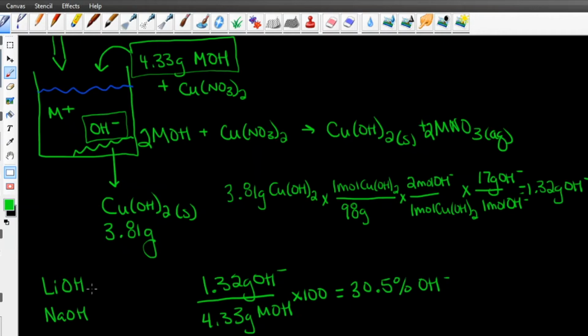Like lithium hydroxide would be, that's not right. Oh, I see what they were doing. Just kidding. I was looking at an example problem and it did not seem right at all.